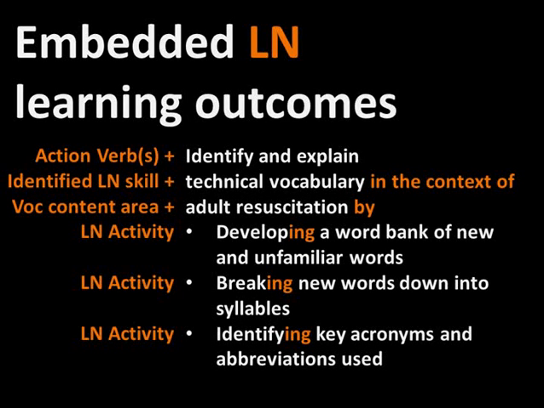Now let's have a look at what the formula looks like. First, there are 1 or 2 action verbs that describe what kind of learning is going on, and in this case, identify and explain. More on these action verbs later. Second, we can see the specific literacy or numeracy skill area that these trainers identified. Here it's technical vocabulary. Third, we have the actual vocational content area. Usually this is your area of expertise if you're a trades tutor or vocational trainer. This is followed by a set of focused activities.